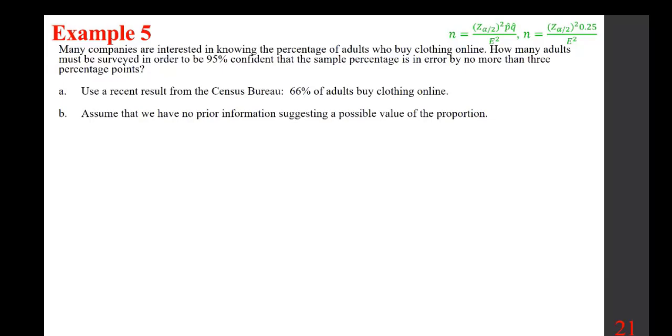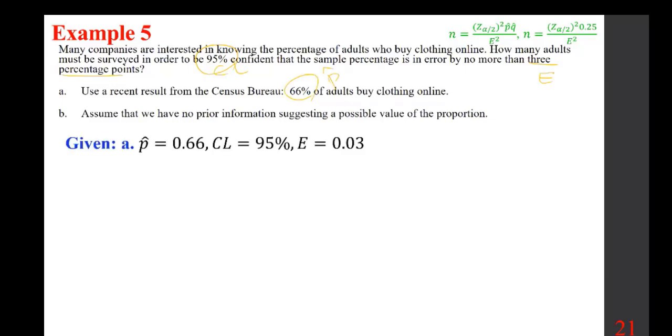Okay, so let's see what's given. Look at the top formula. We want to get to those, and as we go through this, let's see what's given. 95% confidence level, no more than 3 percentage points. That means E is 0.03. And for part A, P hat is given. There's really not much left. We just put it into a calculator. For 95%, everybody remembers we use 1.96, right? So that's a common one. We are going to use that.